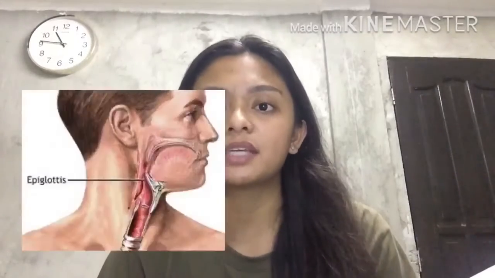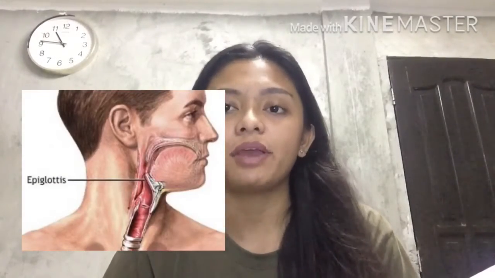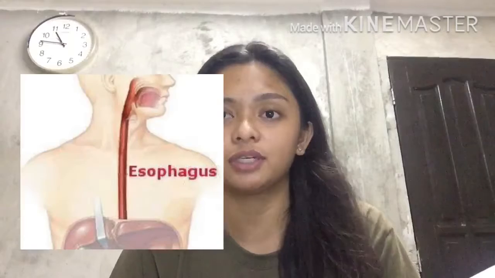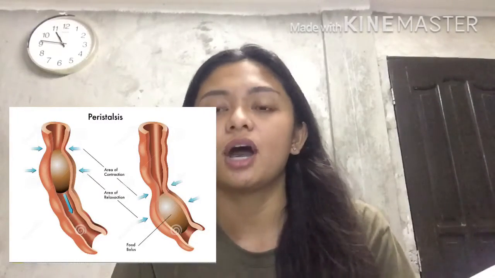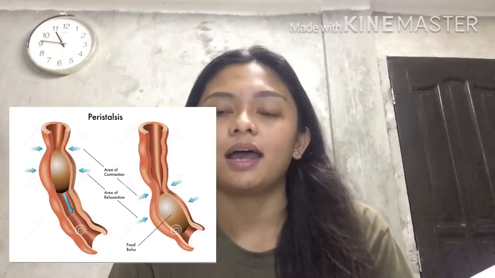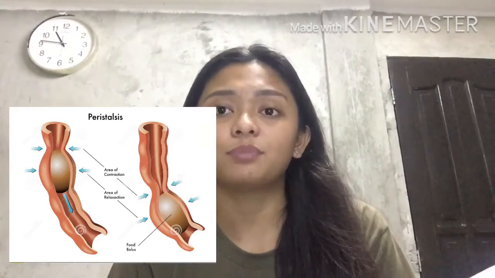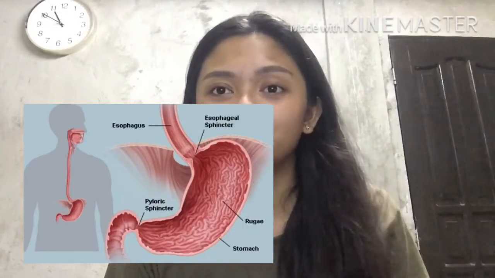A small flap of skin called the epiglottis makes sure the food goes down the esophagus, and involuntary contractions and muscle relaxations called peristalsis help move that bolus down the esophagus. The food reaches the stomach. A sphincter opens and dumps the food in.